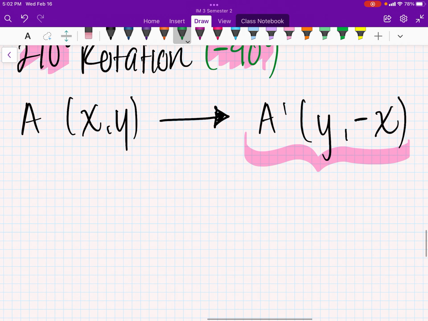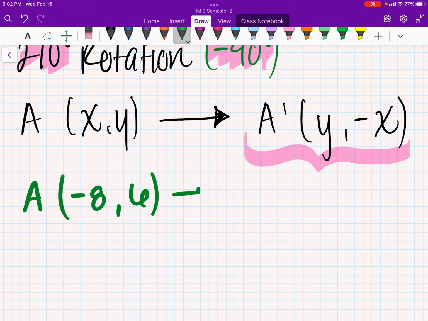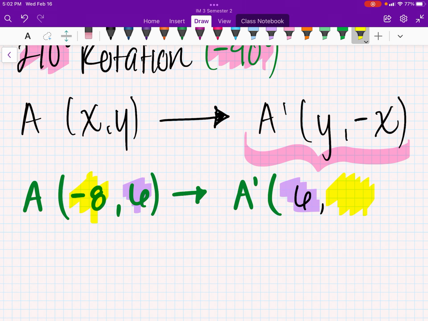So let's go ahead and do some examples. If we do A in this case, let's say we do (-8, 6) for A. My new x value for A prime is my old y, and old y in this case was 6. And my new y value is the old x, so that's negative 8. But the only thing different is that we switch the sign for that old x, which is now 8.